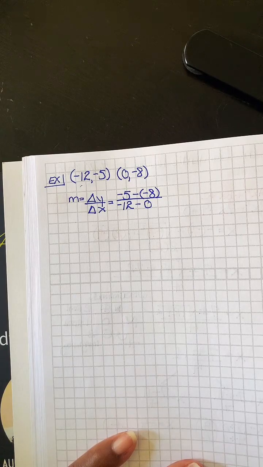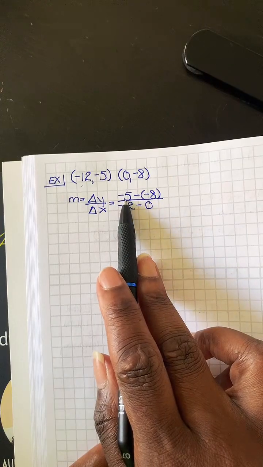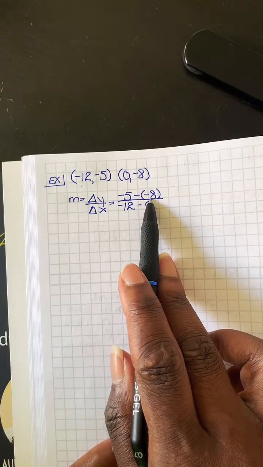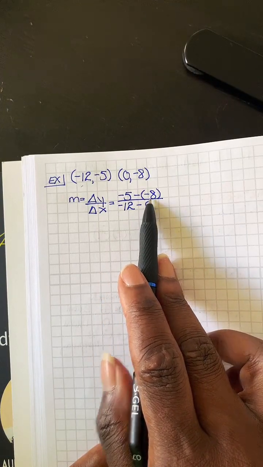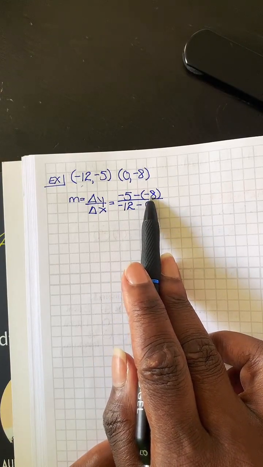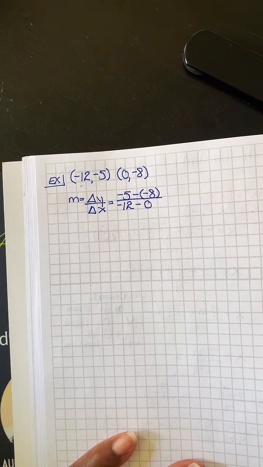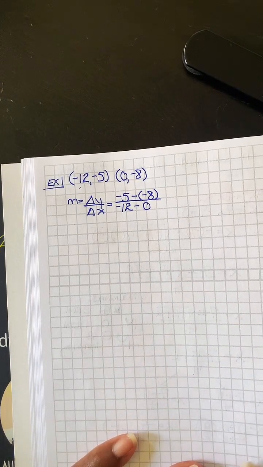Why is there a parenthesis on the 8? Because the 8 is negative. If you just write -5 minus 8, you're going to be wrong. So you have a minus negative. That's why I put parentheses around my negatives every time I substitute. Okay?